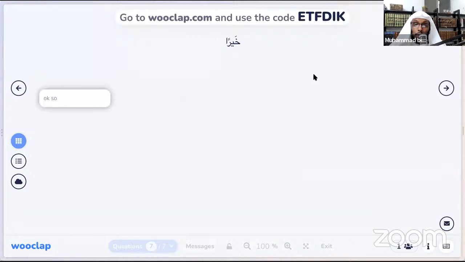خيرا, what does that mean here? Okay, so yeah, I know, but why is it خيرا, not خير? I mean, since it's not خير, it means it's not the mubtada and it's not the khabar. So what is it then? Why is it خيرا?